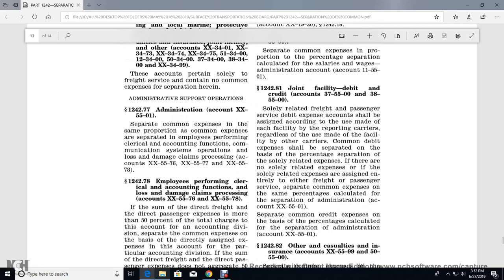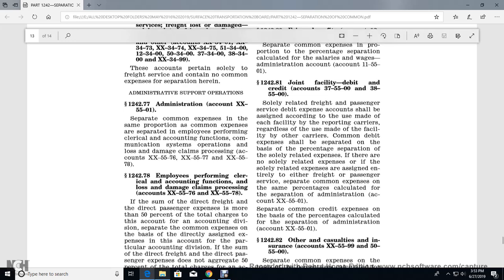1242.81 joint facility debit with the credit accounts 3755.00, 3855.00. Solely related freight or passenger debit accounts shall be assigned according to the amounts made with each facility reporting carriers, regardless of the main facility but other carriers' common debit expense shall be separated on the basis of the percentage separation of solely related expenses. If there are no solely related expenses or if the solely related expenses are assigned entirely to either the freight or passenger, separate common expense by the same percentage calculated for the separation of administration accounting X 5501, separate common and credit expense on the basis of the percentage calculated for the separation of administration X 5501.